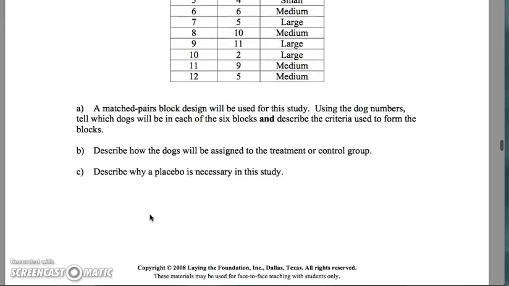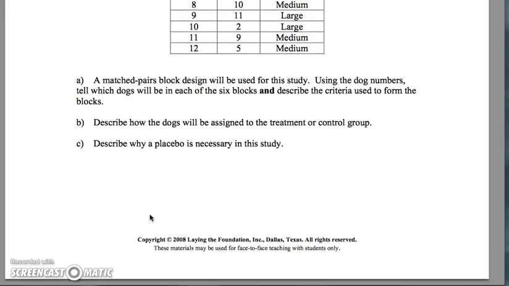So it says, A. A matched pairs block design will be used for this study. Using the dog numbers, tell which dogs will be in each of the 6 blocks and describe the criteria used to form the blocks. B. Describe how the dogs will be assigned to the treatment or control group. And finally, C. Describe why a placebo is necessary in this study.